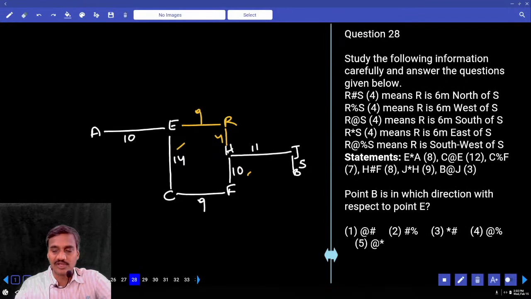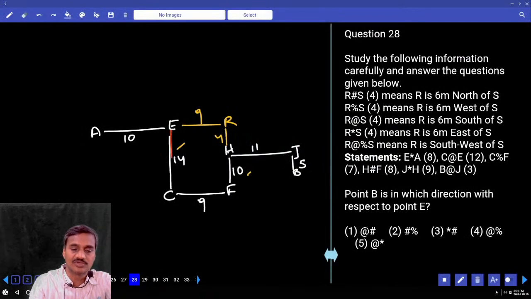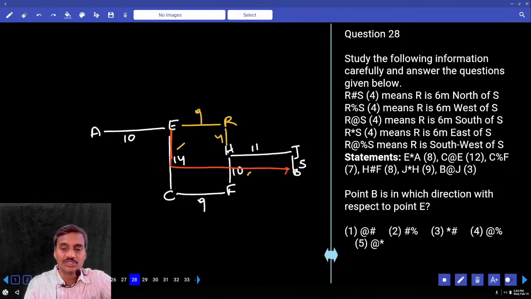Then 28, point B is in which direction with respect to E? Now in order to reach B from E, first I need to move towards south, and then towards east, so southeast. South is at the rate of, and east means star. At the rate of and star. And that is choice 5, question number 28.